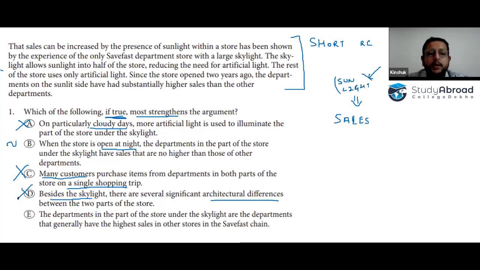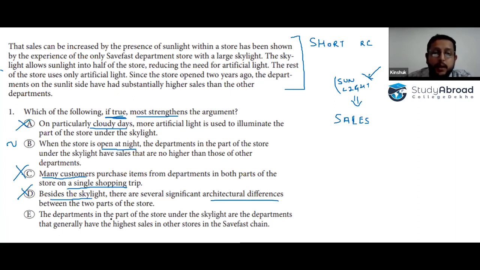Last, answer choice E. The departments in the part of the store under the skylight are the departments that generally have the highest sales in other stores in the SafeFast chain. So see, the concern here is now of the other stores. I'm going to repeat this answer choice. All right. Answer choice E says, departments in the part of the store under the skylight are the departments that generally have the highest sales in other stores in the chain.